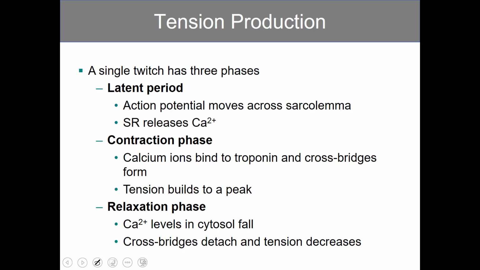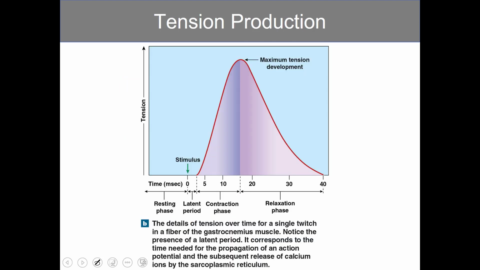A single twitch has 3 phases: a latent period, a contraction phase, and a relaxation phase. I'm going to jump to an image that may be a bit easier to follow. Down here, here's your latent period, your contraction phase, and then the relaxation phase. We can see from this graph that tension is produced during the contraction phase, and then it slowly drops off during the relaxation phase. But there's no tension during the latent period.